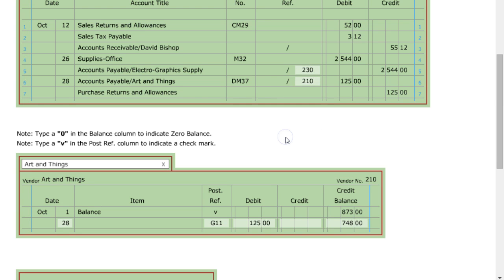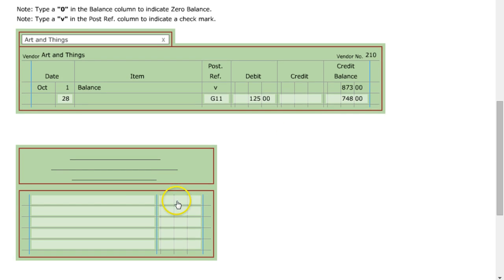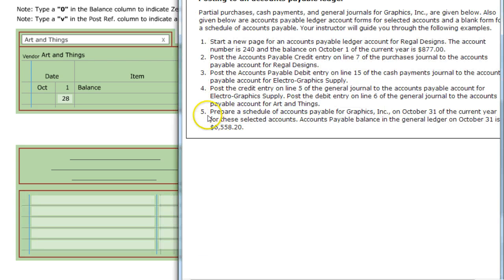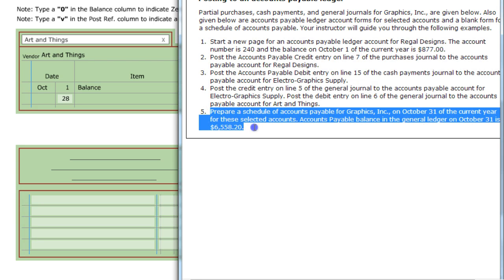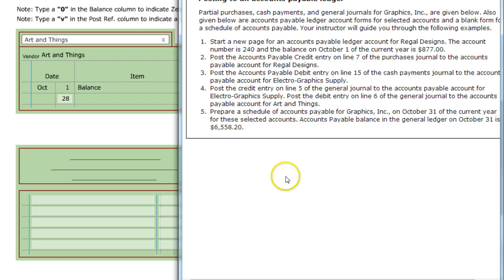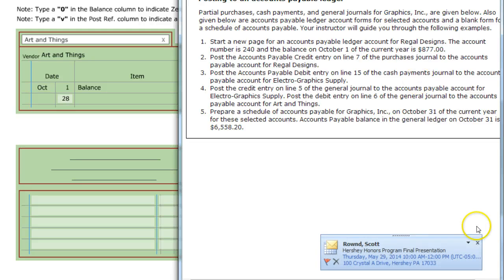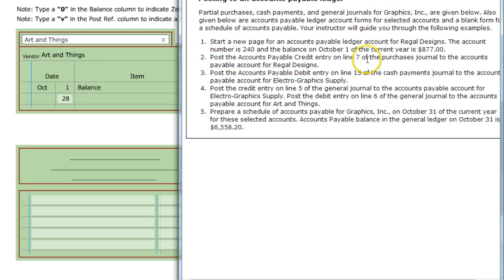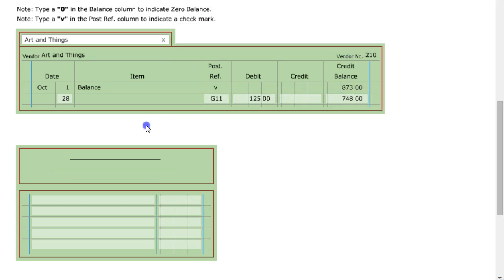And I'll put my account number up top. Okay, last thing we're going to do here is we actually, according to the directions, we want to prepare a schedule of accounts payable for Graphics Incorporated. Schedule of accounts payable is a way for us to check that our accounts payable ledger actually equals our accounts payable account in our general ledger. And you'll notice right here it says accounts payable balance in the general ledger is $6,558.20.